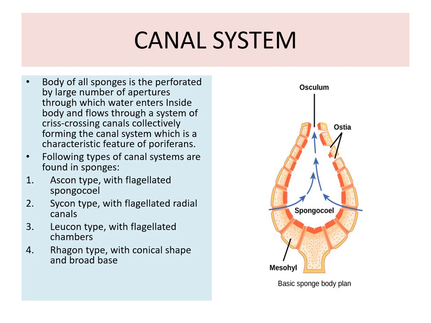First is asconoid type with flagellated spongocele. Second is syconoid type with flagellated radial canals. Third is leuconoid type with flagellated chambers. And the fourth is rhagon type with conical shape and broad base.